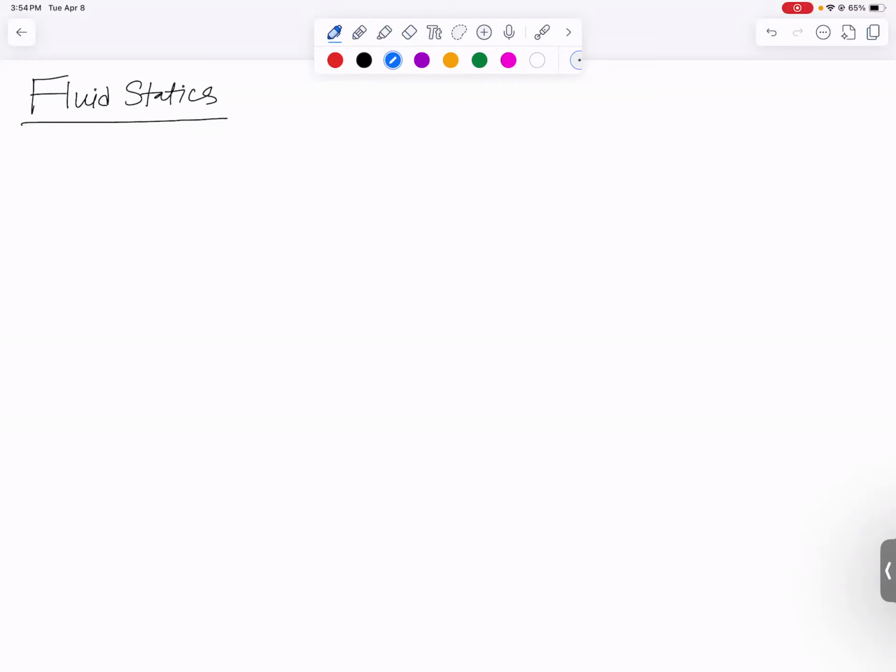Today, we're going to start a new topic that is an application of centroids, also a good practice with distributed loading as well. And the topic is called fluid statics or hydrostatic force. The idea here is that if my object is submerged under a liquid or under a fluid, it's going to experience pressure. And a fluid can mean either a liquid or a gas.